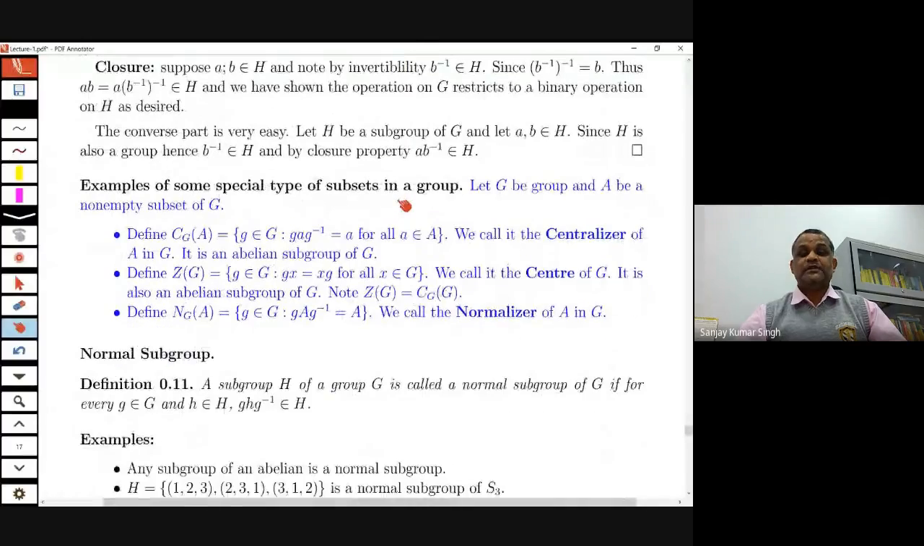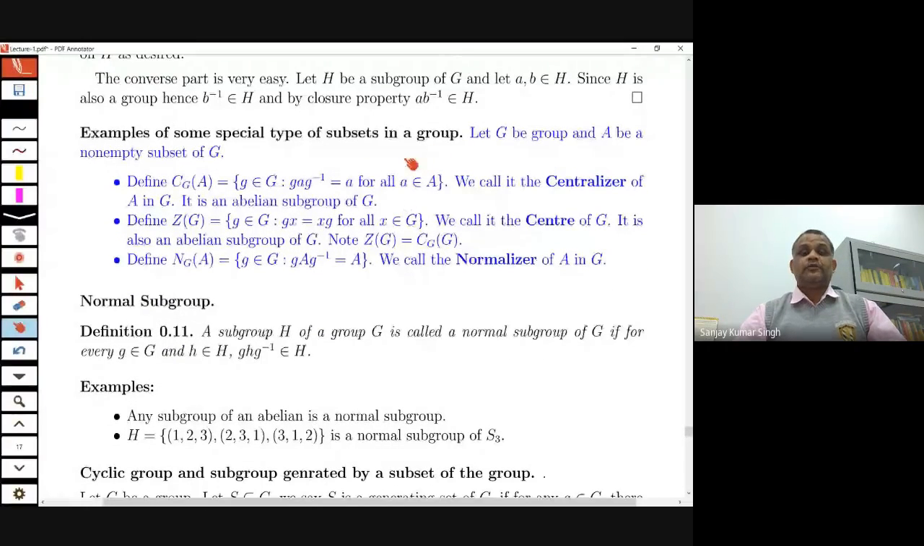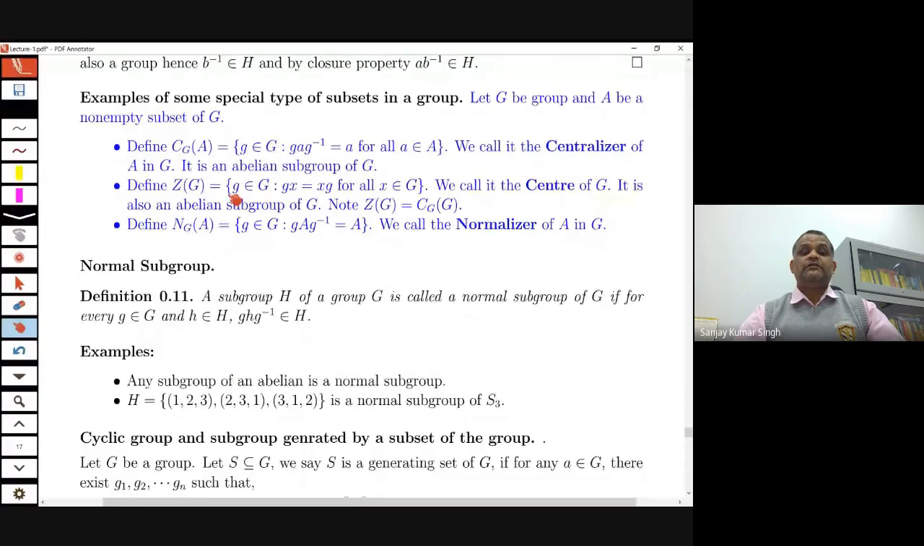There are some nice examples of subgroups. Suppose G is a group and A is a non-empty subset of G, then we define something called C_G(A), which is all g in G such that gAg inverse is equal to A. This is called the centralizer of the set A inside G. Similarly, we define the center of a group, which is all elements x in G such that gx is equal to xg for all g in capital G, meaning all elements which commute with every other element in G.